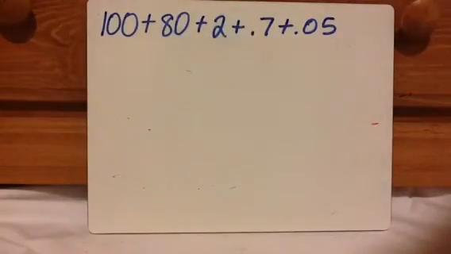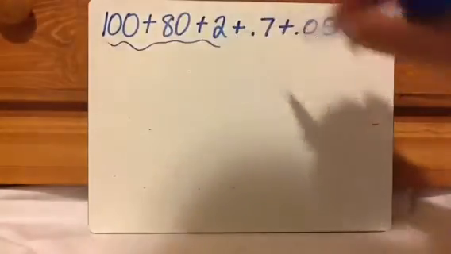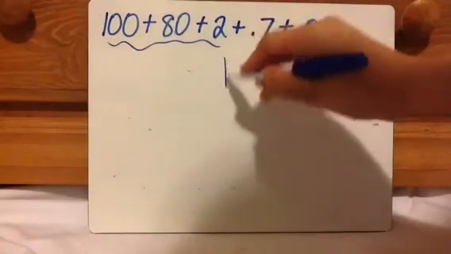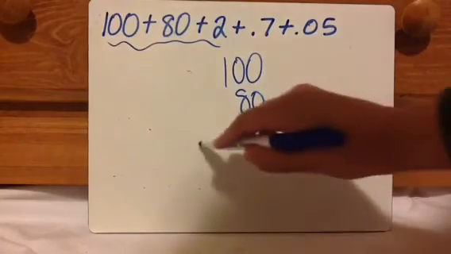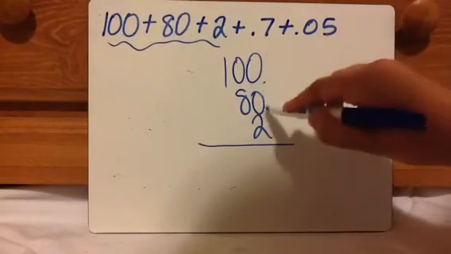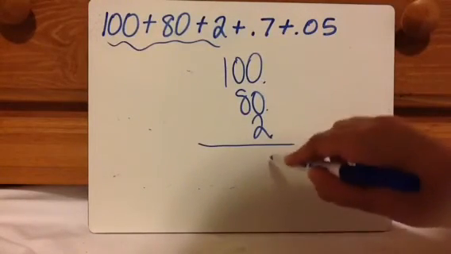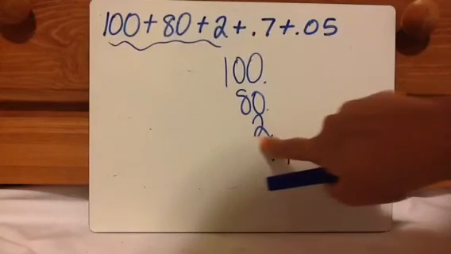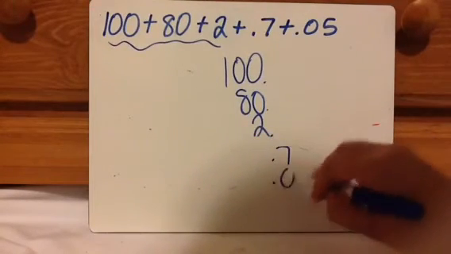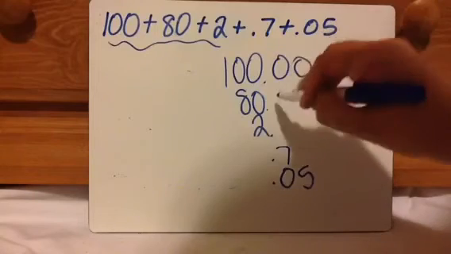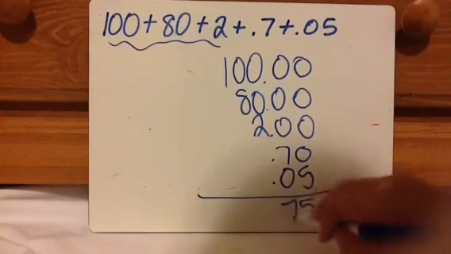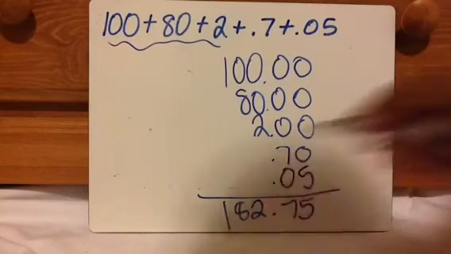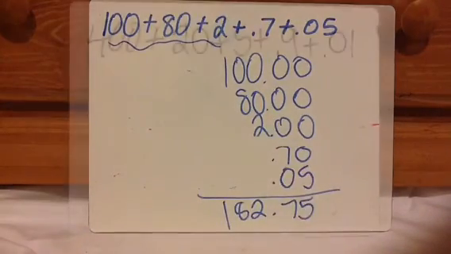Okay, so looking at this, think of just these 3. Just focus on the whole numbers. That's 100 plus 80 plus 2. We know that's how we would write it. And then just put your invisible decimals right there. And then keep going. Plus decimal 7 plus decimal 05. And then just fill it in. This is also very good practice for adding decimals because it can be really tricky.